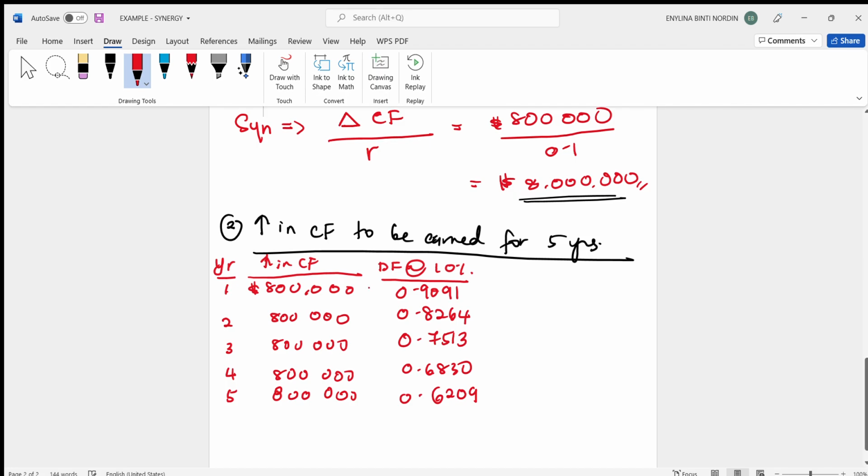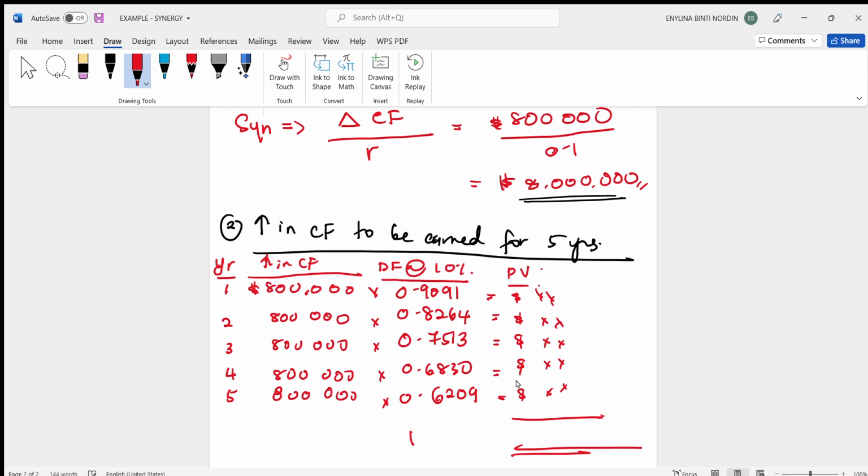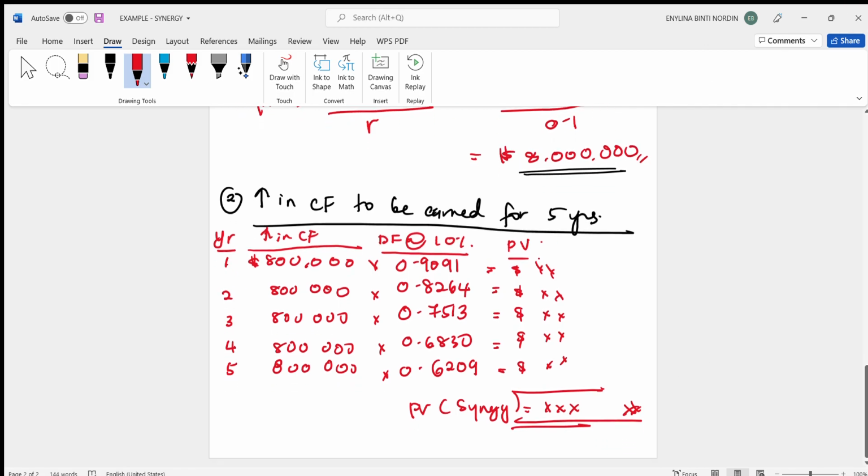So you multiply these two values and then you get the present value. So what is the present value of the synergy in total? You multiply by this amount, then you get this and this and this and this amount, and then you total up the values, and you get the present value of the synergy. Okay, this is how you calculate the synergy. Or you can make use of the shortcut.